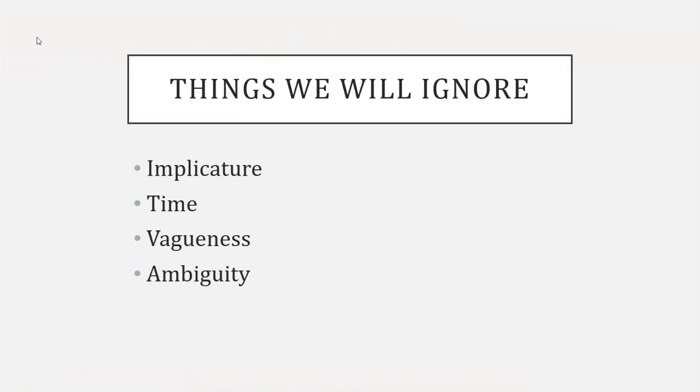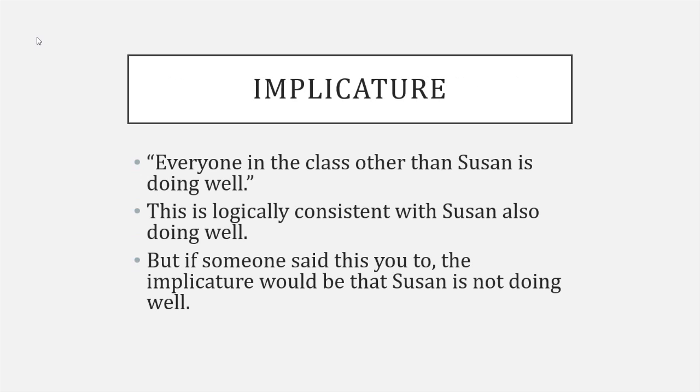To finish this class off, I just want to talk very briefly about a few things that we're not going to be dealing with from here on in. So these are things that we're just going to ignore for the rest of the class. You don't have to worry about them, and I want to explicitly flag that. So, implicature. What's implicature? Suppose somebody says, everyone in the class other than Susan is doing well. Now, the implicature of that is that Susan is not doing well. It sounds like the only reason that you would leave out that information is if Susan isn't doing well. But that's logically consistent with Susan also doing well, right?